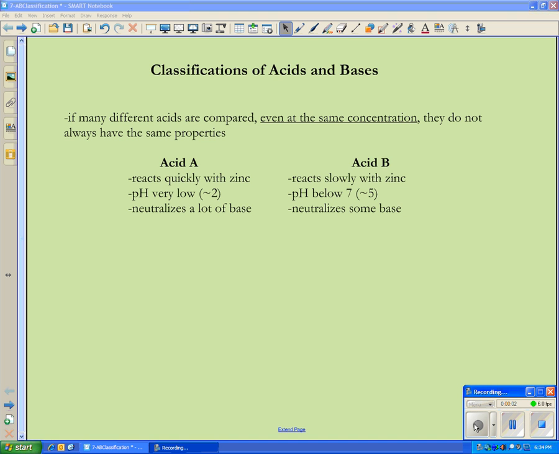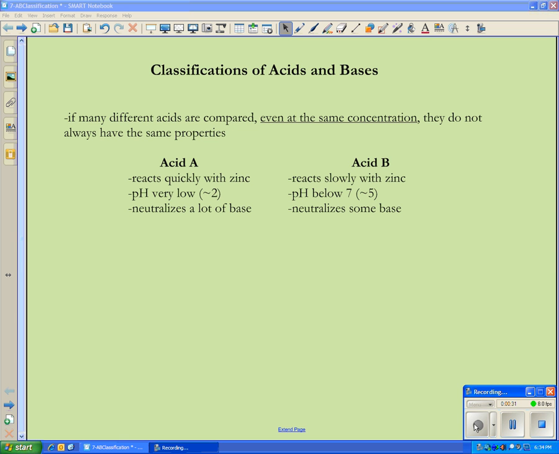Earlier in this unit, we looked at the properties of acids and bases, and we considered things like the pH, whether it was above or below 7, whether it reacted with a metal like zinc or magnesium, and also its reactivity with its opposite, so an acid neutralizing a base and a base neutralizing an acid. There are other ways that we can classify acids and bases, and if we look at the two examples here, you'll see that they seem to have different properties.